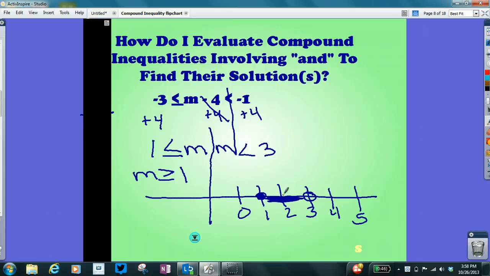This is called an AND problem, an AND compound inequality. So if I want to write that, I could also say m is greater than or equal to 1, which is also less than 3. However I want to do it, m is greater than or equal to 1, which is less than 3. And when I draw my number line, I know my solutions have to fall between 1 and 3.